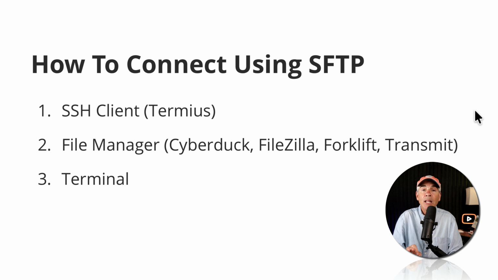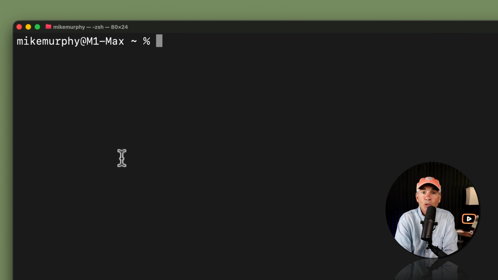Now, the last method or tool that you can use to connect to your VPS using the SFTP protocol is the terminal if you're on Mac, or PowerShell or command line if you're on Windows. Now, for most of you, connecting to your VPS using SFTP in the terminal is not a very practical or user-friendly method because you're not going to visually see the folders and files like you can in a file manager or an SSH client. But if you want to flex and kind of impress your friends, all you have to do is just type out SFTP space.